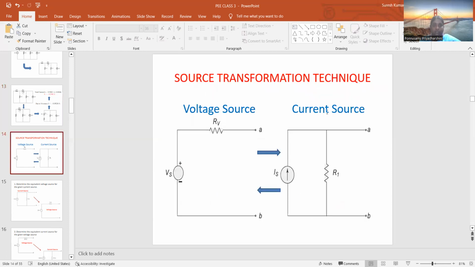The last is source transformation, the voltage source and current source. How to convert a voltage source into a current source? A voltage source can be converted into a current source if the resistor, whichever is connected in series, is converted into parallel. I is equal to V by R. So V by R, and this resistor, whichever is in series, will be connected in parallel.